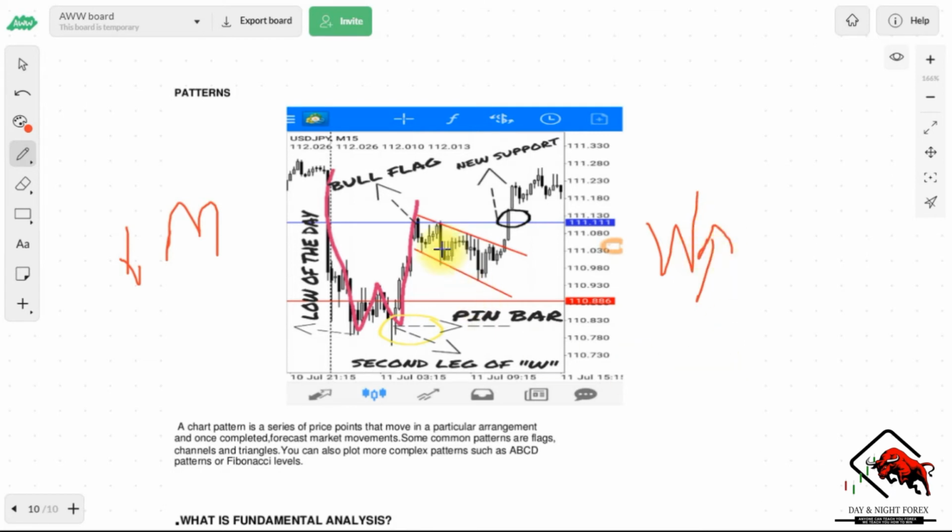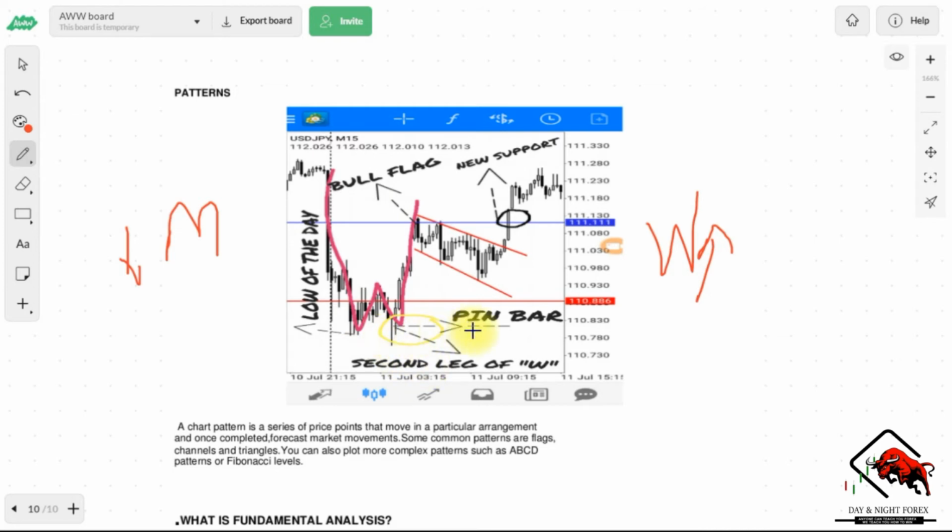You have the flag, as you can see right here. There's another one, and then you have the new support. So the new support and resistance. You have the low of the day. So this is a W formation at the low of the day. So this is a strong confirmation to say that the price is going up, because you are at a support, which is the lowest of the day, according to this USD/JPY formation that was happening here on a 15-minute chart.